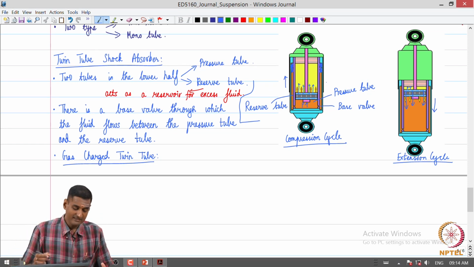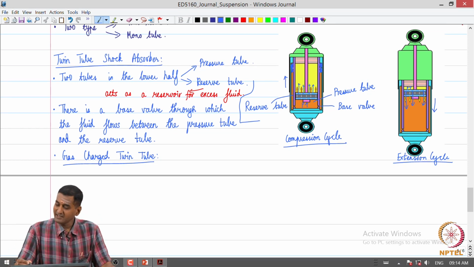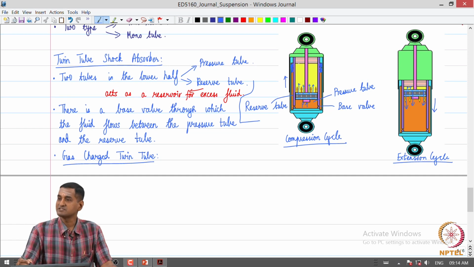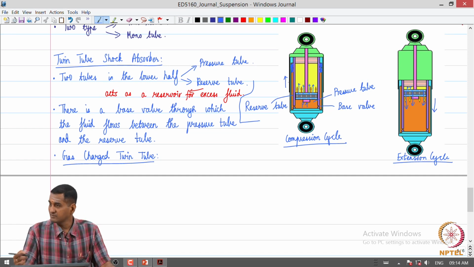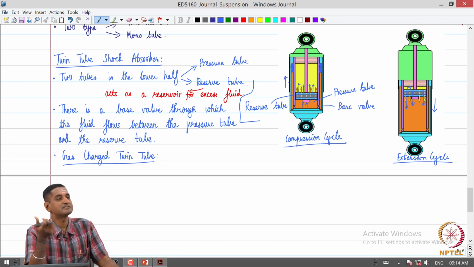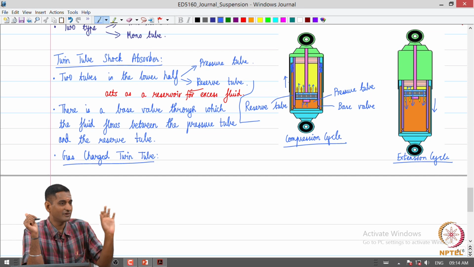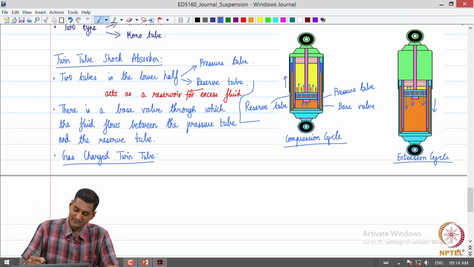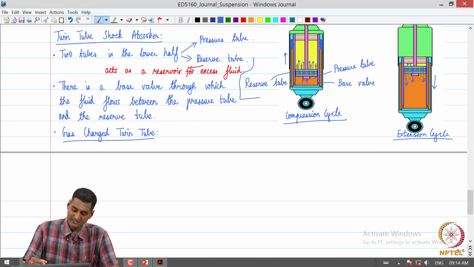So consequently, in order to prevent any leakage of this shock absorber fluid from the reserve tube, a small pocket of nitrogen gas at low pressure is introduced in the reserve tube or reserve cylinder. That acts like a cushion, and also ensures that the fluid does not leak. So that is essentially what is called a gas charged twin tube.